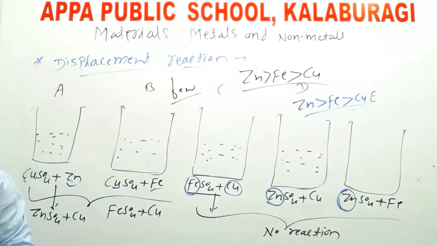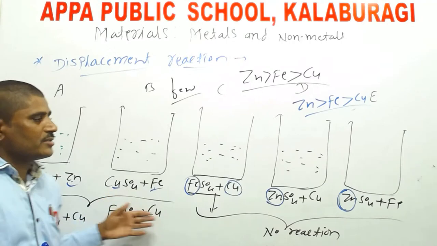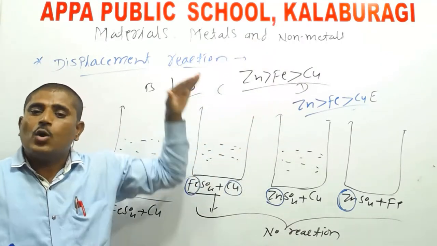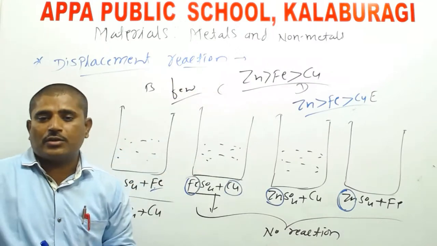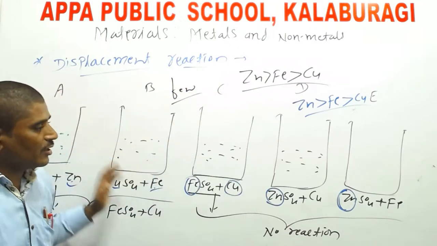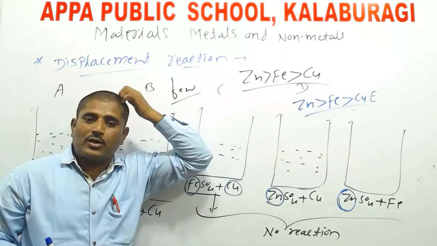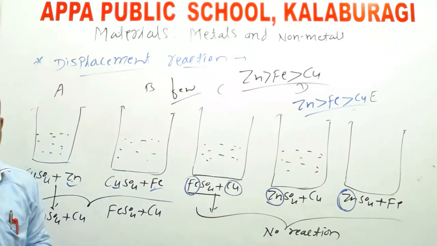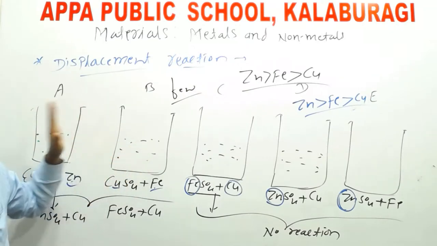On this reaction only we are going to discuss the reactivity series of the metals. Reactivity series means which is the highest reactive in nature, which is the second highest in nature. We are going to write the reactivity series on this displacement reaction only. Hope the point is clear. My dear students, I repeat this.